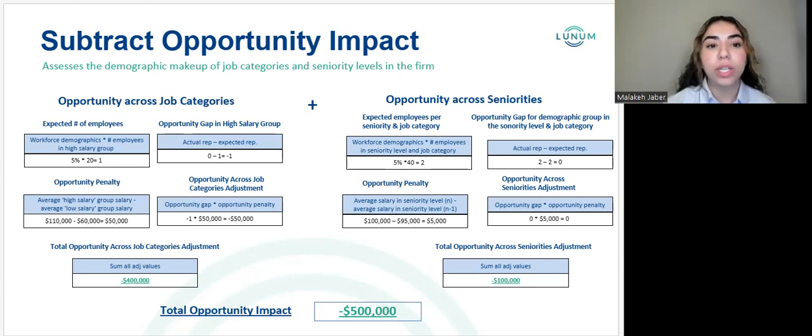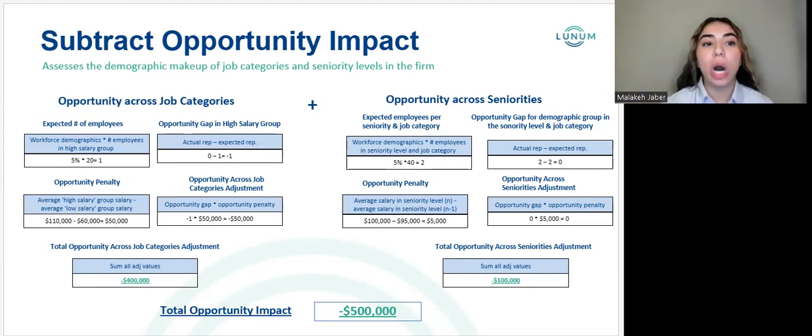Next, we calculate the opportunity across job categories adjustments. We take the opportunity gap that we previously calculated, that negative 1, and we multiply that by the $50,000, the opportunity penalty. In this instance, we reach a figure of negative $50,000. We repeat this step for all of the demographic groups within the firm. And once again, we sum the total of all of those adjustment values. For the case example today, when we did that step, we reached a figure of negative $400,000.